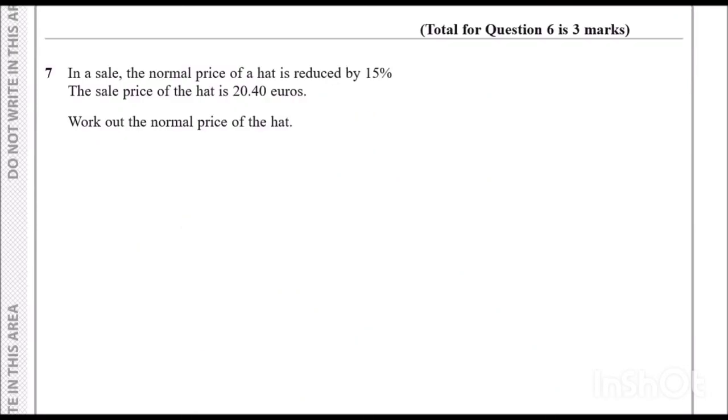And for 7, it says, in a sale, the normal price of a hat is reduced by 15%. The sale price of the hat is 20.40 euros. Work out the normal price of the hat. Okay, for these questions, because you're dealing with price reduction and percentages, we always use this very nice formula we've been using for a while. And I call it the OV-NV formula. This tells us that first you have the original value, and it either increases or decreases by some rate, and you'll get a new value.